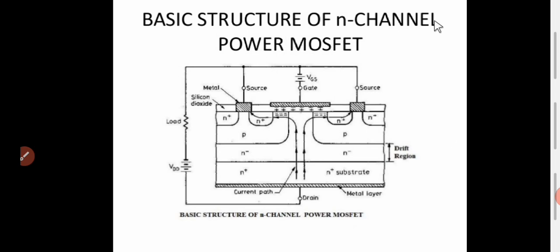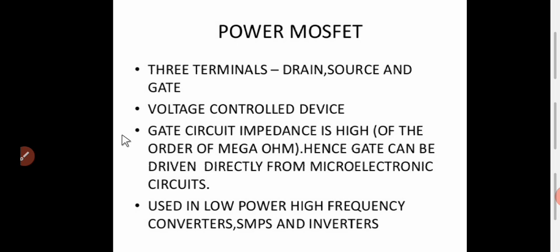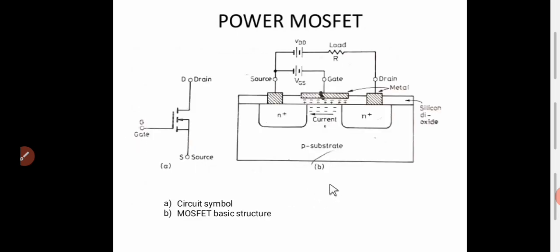Basic structure of the N-channel power MOSFET. This is the feature of the power MOSFET, but it is a single channel. If we have to increase the current capacity, we have to connect more power MOSFETs in parallel.